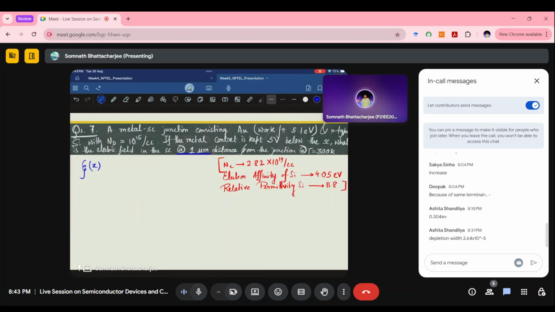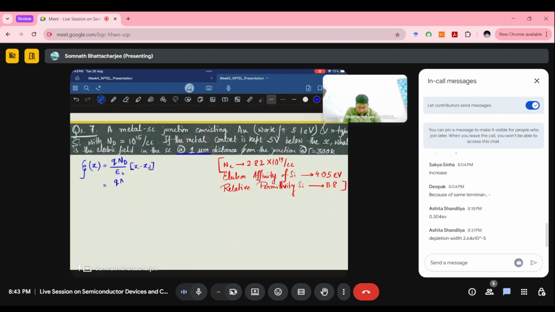For this one, I'll give the equation. I'll just write it down because in the previous one we have already used it. In the previous case, the value of x was 0. So just put the values here: q n_d by epsilon times x minus, and get the value of this as well, psi_bi minus V_a, whole divided by q n_d, and based on this you can get all the values.